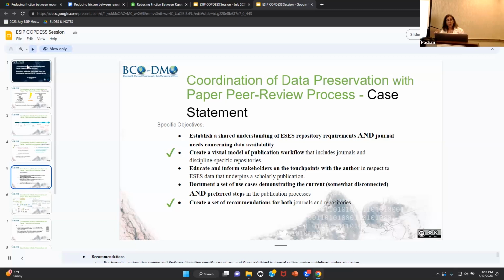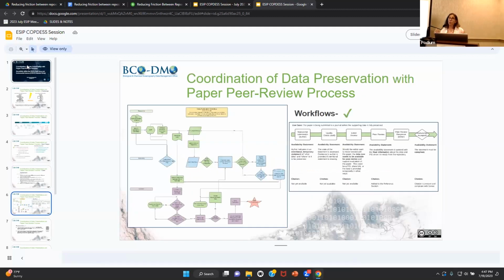That's it. The check marks here are things that I've already been working on and started to share with this emerging working group. And that looks like workflows. So I came up with this. This has been presented at ESIP already. It's too tiny to see, but it's just kind of, hey, there's something here already.